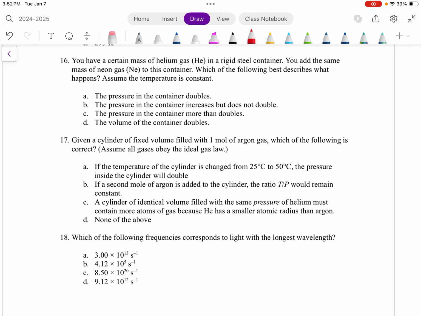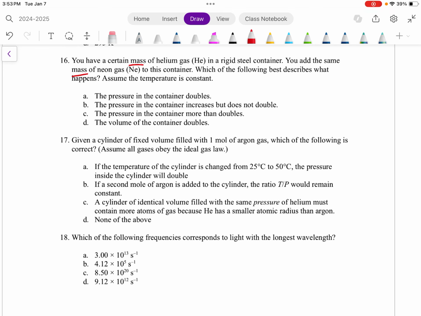Okay, if you add the same mass of neon to a container of helium, which describes what's going to happen, temperature is constant. So that's key, okay? So you add its mass, right? That's the key here, is you're adding the same mass. Okay, if you were adding the same moles or molecules, this would be a different answer. But you have the same mass of helium. So if you had 10 grams of helium, you're adding 10 grams of neon. Okay, so the pressure in the container doubles.